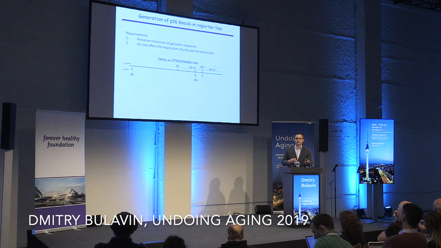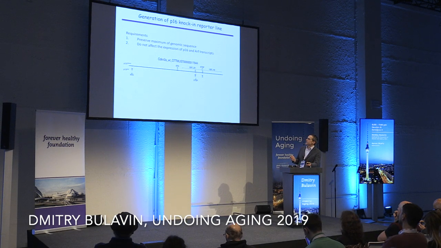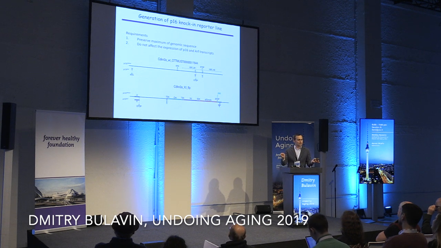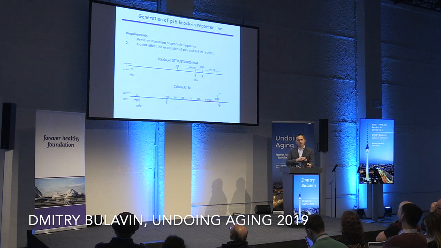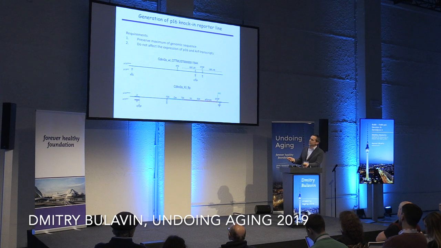The way we decided to generate these knock-in models was to integrate our cassette into the very last exon, in fact after the last third exon. In this case, we're preserving the maximum of genomic sequence. But we also introduced so-called self-cleaving peptides when we introduced our target reporter cassettes, and this allows you to transcribe a single transcript, but when it's translated, it produces different proteins. So we introduced several genes in this sequence. We're not even disrupting the P16 allele, and all of these proteins that are translated are separate, single proteins. Now, for the purpose of this talk, I will focus only on Cre recombinase. In this particular mouse, we introduced a constitutively active Cre.